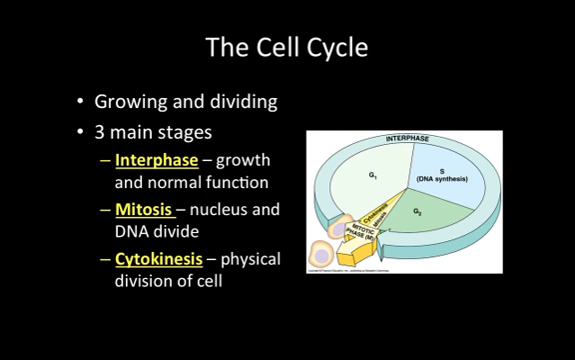So we have several steps here involving the cell cycle, including interphase, which is normal cell function, mitosis, which is the division of nucleus and DNA, and cytokinesis, which is the actual physical division of the cell from one into two.